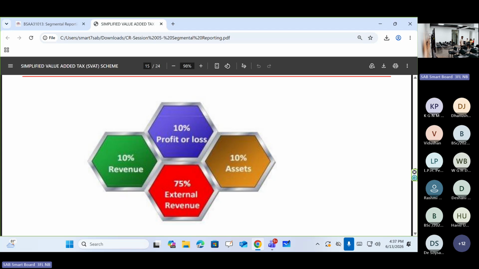What is that? 10% of profit or loss, 10% of assets, 10% of revenue, 75% of external revenue. That is the quantitative threshold in the standard. As an organization, as a group, maybe you have publicly traded instruments, you comply with this, right?